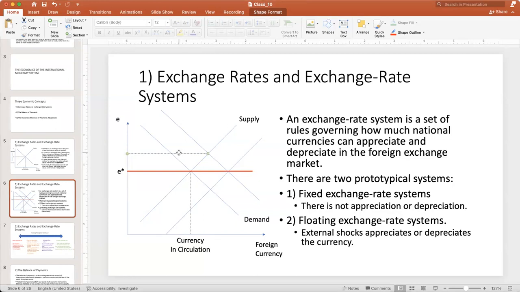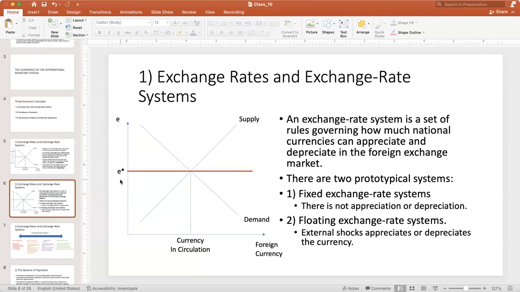So you cannot let the price of the currencies, which is the exchange rate, float. You control that, so there is no appreciation or depreciation because it's always the same level. And your government has to intervene in the foreign exchange market every single time to control the price and to guarantee that the exchange rate is always the same.